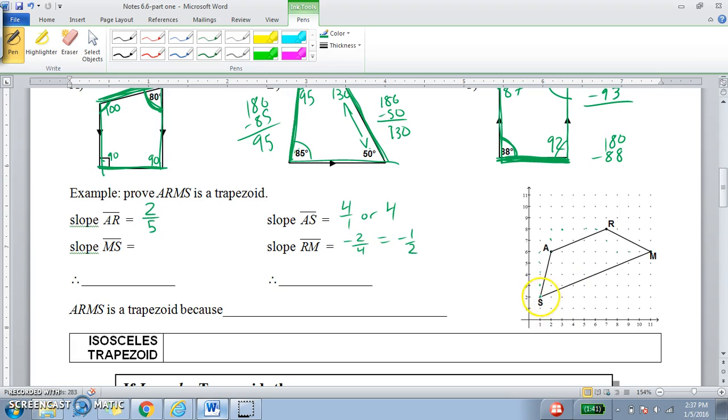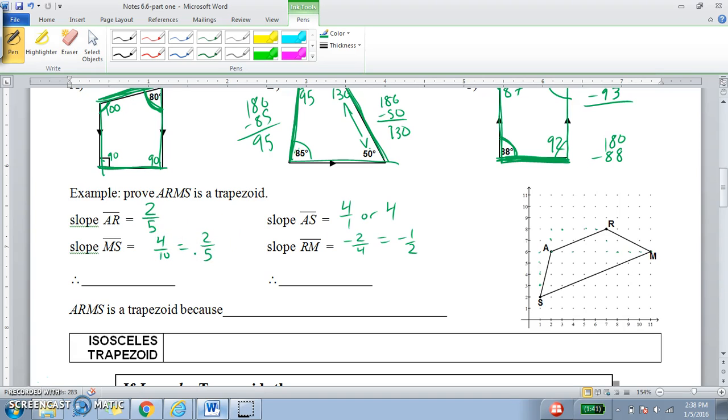And then for MS, I'm counting up 1, 2, 3, 4, and over 1, 2, 3, 4, 5, 6, 7, 8, 9, 10. So that's going to be 10. Oops, I'm sorry. Erase that. 4 over 10 for our rise over run. So 4 over 10, which reduces to 2 over 5.